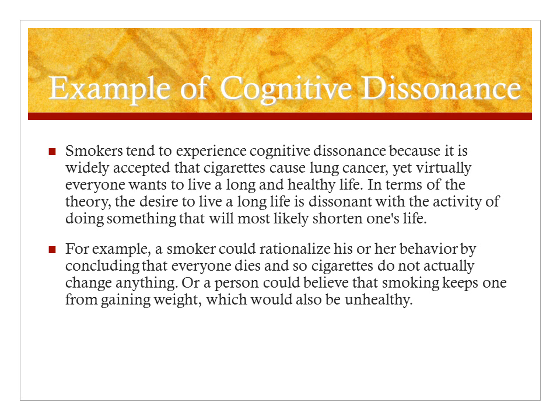Okay, what they think then is what I have below. For example, a smoker could rationalize his or her behavior, concluding that everybody dies, so cigarettes aren't necessarily changing it. Everybody's going to die at some point, so I'm just going to keep doing it. Or a person could believe that smoking keeps one from gaining weight, which would also be unhealthy. Another example could be Diet Coke. A lot of people criticize one another for drinking Coke. So I drink Coke, and those two things are conflicting. I keep doing the behavior, so I change my thought process and say, well, everything's bad for you, to make myself essentially feel better.